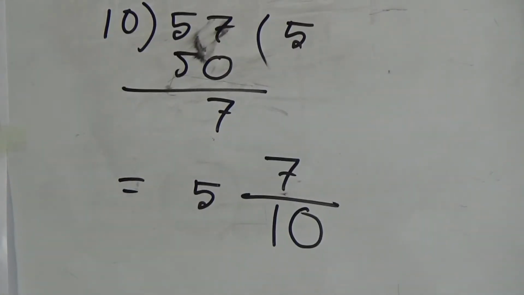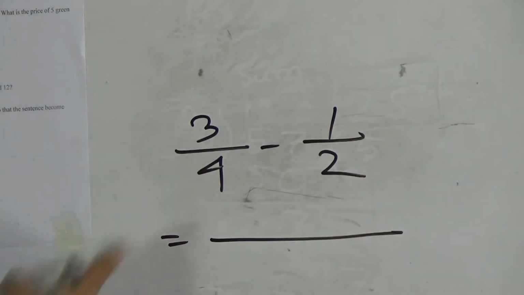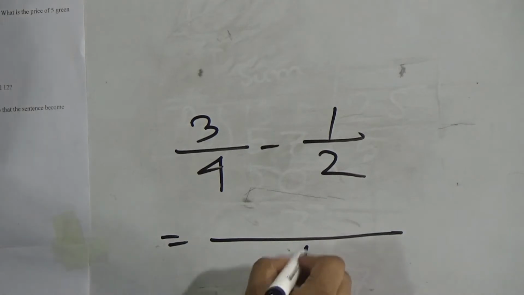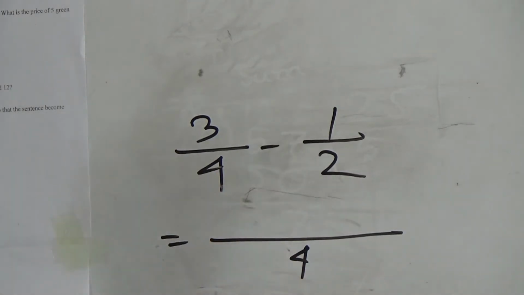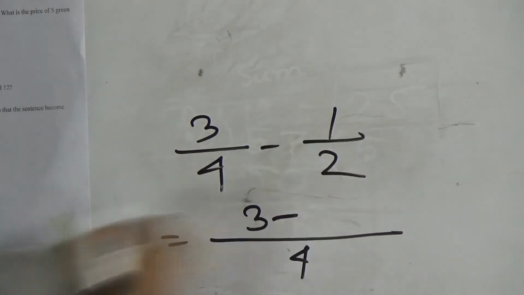Okay, this then number 9, 3 by 4 minus 1 by 2. Here at first we find out the LCM of the denominators, which is 4. We divide 4 by 4, we get 1. That one is multiplied with 3 and we get 3. This minus sign is here.